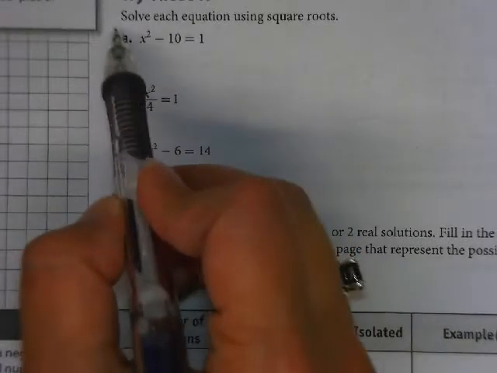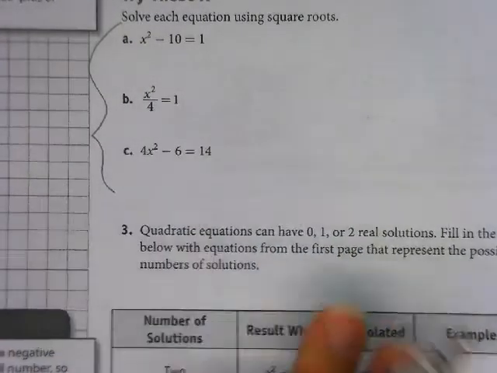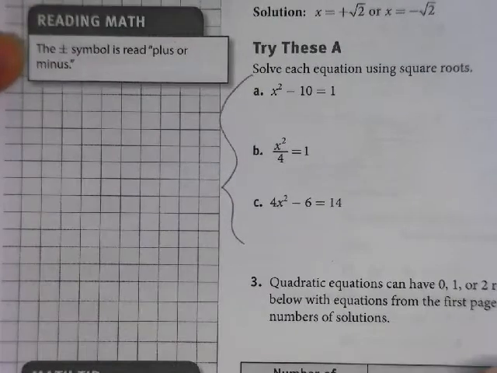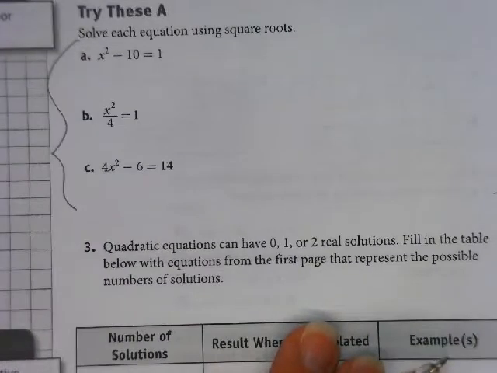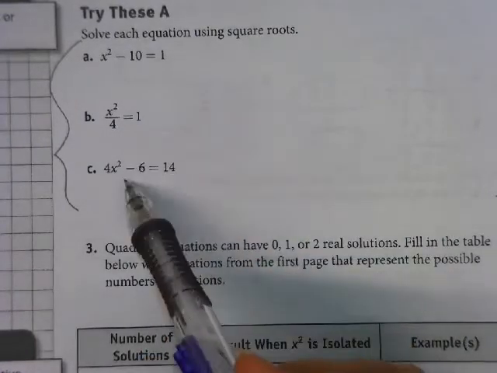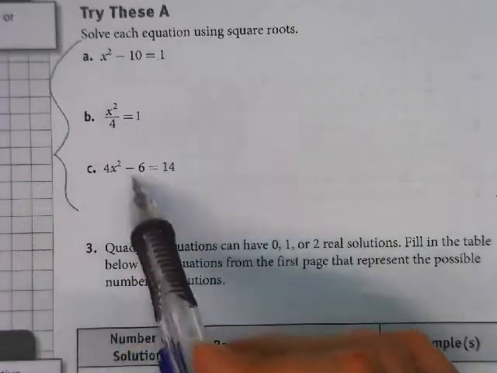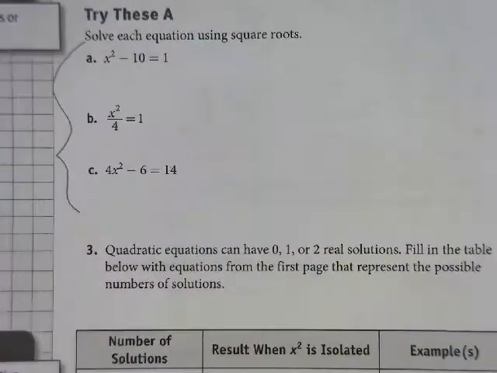So what I would like you to do is come down here to the try these, A, B, C. Notice over here, the plus or minus symbol is red, plus or minus, and that means we have a positive answer and a negative answer. So I would like you with your table to try to find the roots using the square root method of A, B, and C. All right, so take a moment.